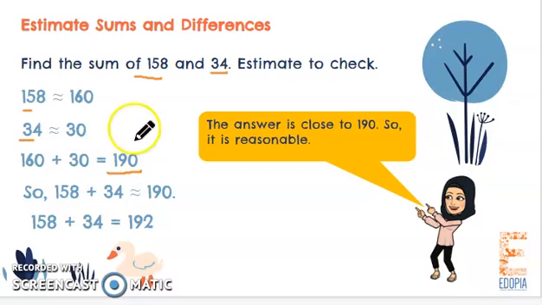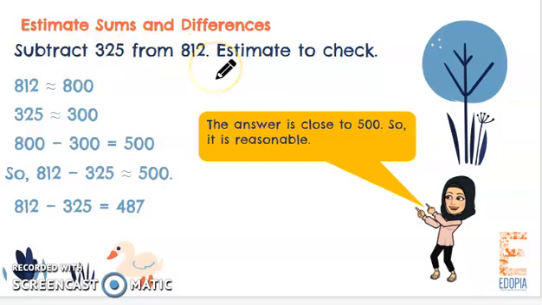Now let's make the sum of the actual numbers. 158 add 34 equals 192. Well, let's round off 192 to the nearest tens. So the target number here I have is 9, and the very next number is 2. That is again less than 5. This means I am going to round down. When I round down, the target number stayed the same, and the number changed into 190. The answer is close to 190. This 192 is close to 190. So this means my answer is reasonable.